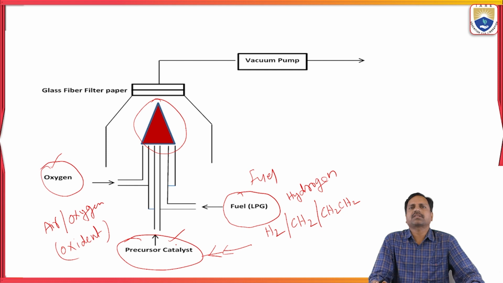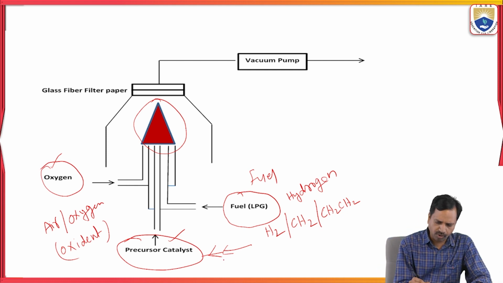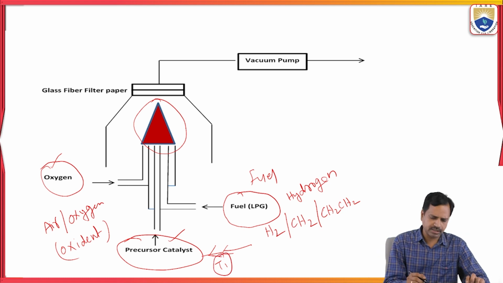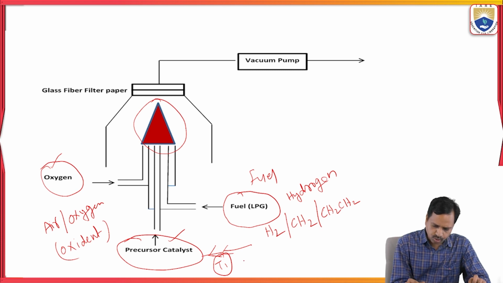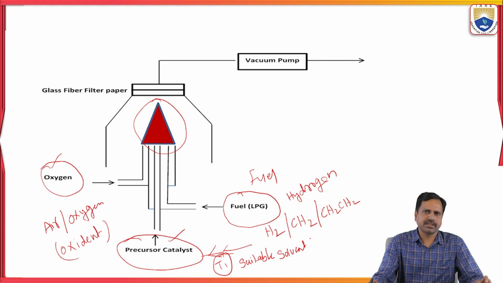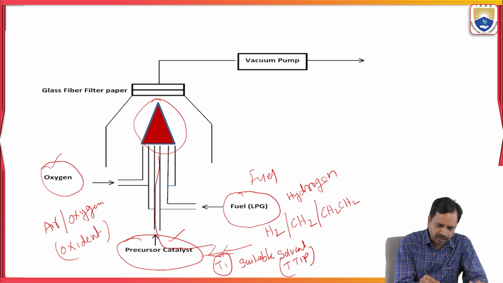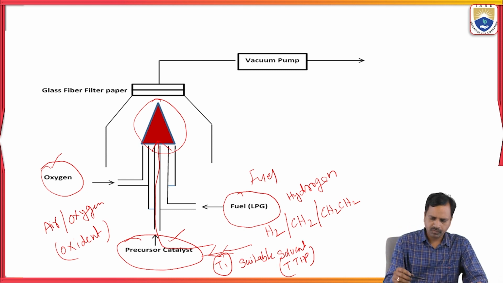If we want to use titanium dioxide, we have to take the titanium and dissolve it in a suitable solvent. Suppose we want to synthesize titanium dioxide, titanium tetraisopropoxide can be taken directly and sent into the flame.